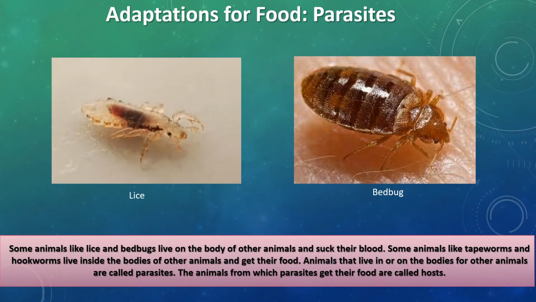Next are parasites. Some animals like lice and bedbugs live on the body of other animals and suck their blood. Some animals like tapeworm and hookworm live inside the bodies of other animals and get their food. Animals that live in or on the bodies of other animals are called parasites. The animals from which parasites get their food are called hosts.